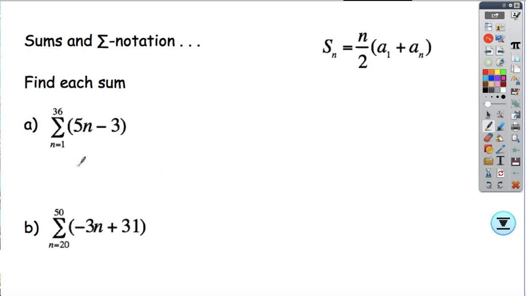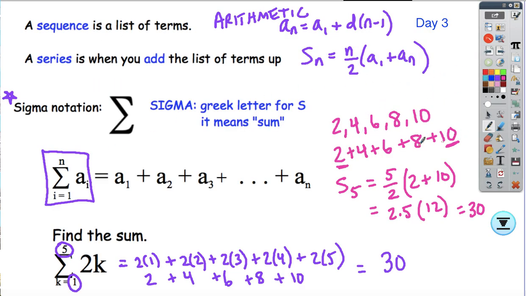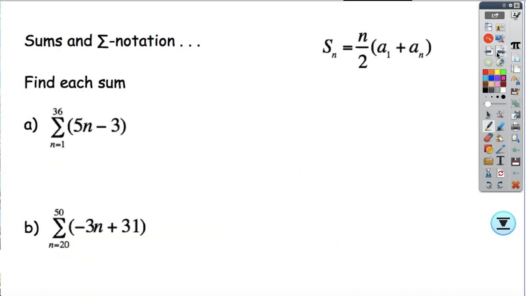Sometimes the hard part is figuring out how many terms there are. So like in this particular problem, I could list them out and I could count, oh, there's 5 terms. You might also notice that if I'm going from 1 to 5, that would be 5 terms. So in this particular problem here, we're going from 1 to 36, so that's 36 terms.